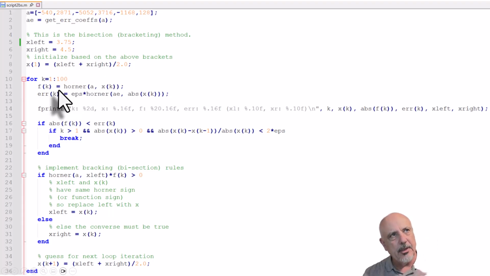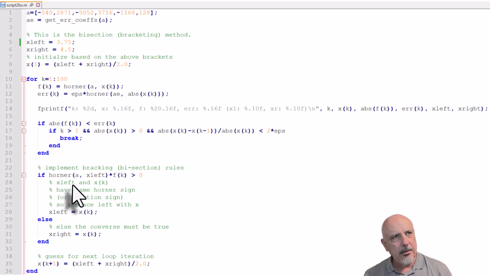And I don't do the derivative here. I just evaluate the polynomial, just like I did before. I print out my stuff like I did before, and then I do my test like I did before, my stop criteria. The new thing here is down at the bottom, where you see that I'm taking the new x left and x right and averaging them to give me my next xk plus 1. All right, so how do I do this?